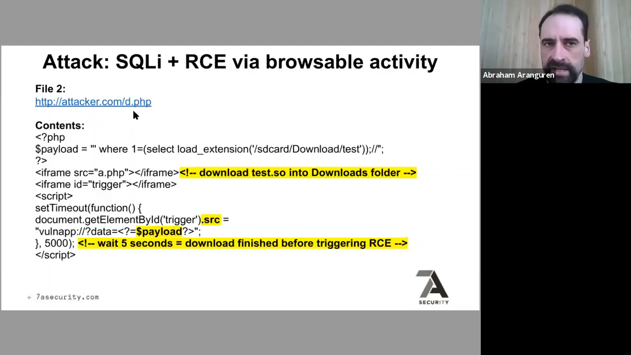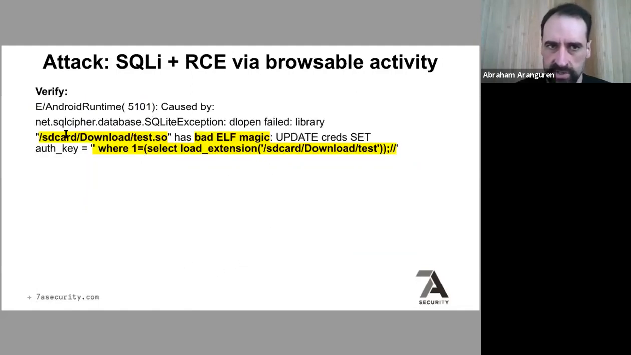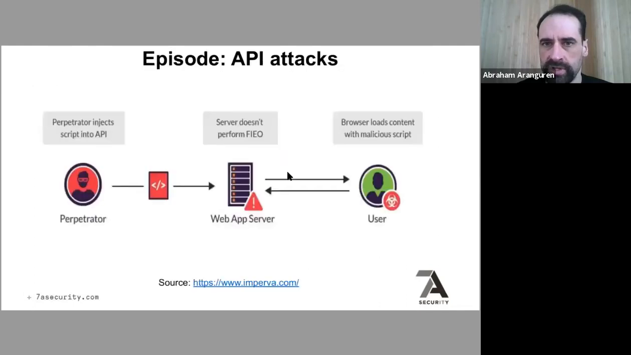So the target only needs to visit our page once. And then we just trigger the download through the iframe in the background. And then we wait 5 seconds so that there's enough time for the binary to download. And after that, we can then execute the payload. So here's the payload. And then this is just closing this, and where 1 equals select load extension of SD card download test. And then this basically exploits the SQL injection, and we get the same confirmation: dlopen failed, library SD card download test.so has bad ELF magic. So this is a specific error when the binary was actually being opened and loaded and executed. And this is the successful SQL injection: update credentials, auth key where 1 equals load extension, and so on.